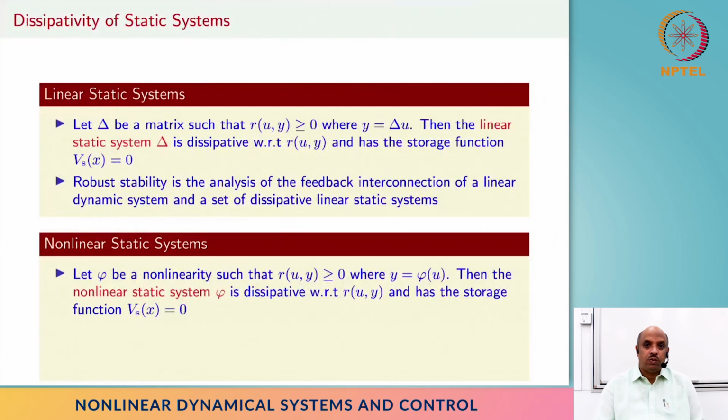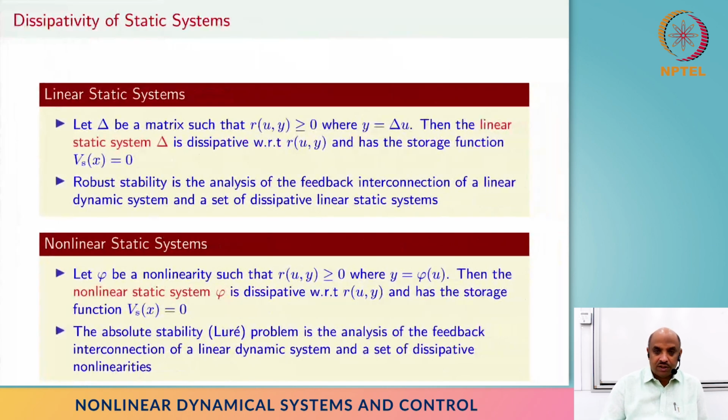We also looked at one more important static system, which comes from nonlinearities, where y is phi of u, and again we call this phi dissipative with respect to a supply rate if r of u comma phi of u is greater than or equal to 0. So again, all the sector nonlinearity material that we looked at in the absolute stability problem belongs to this category.